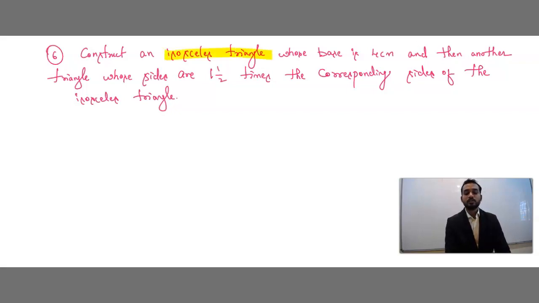What do you mean by isosceles triangle? Any two sides are equal. Okay. How much is the base? By taking 4 cm, draw the isosceles triangle. Understood? Just take base 4 cm.